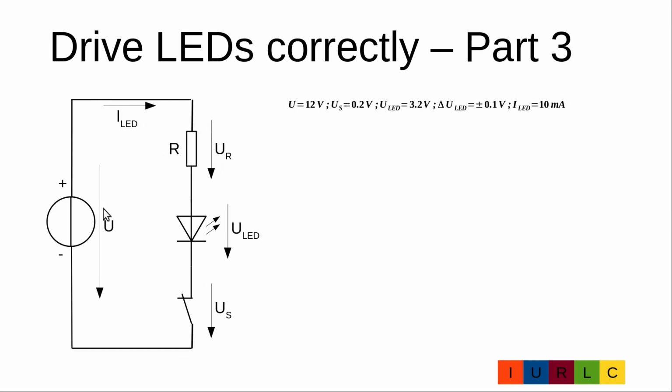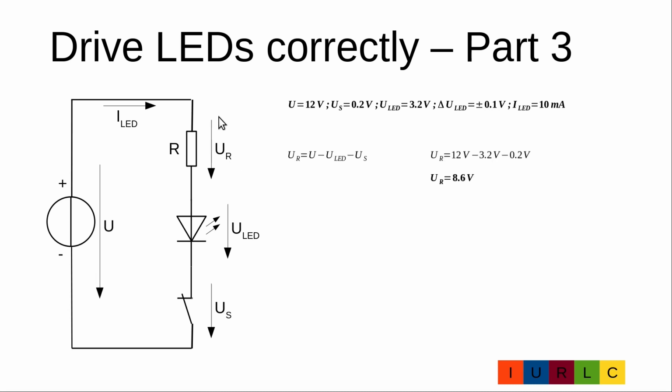We have a supply voltage U of 12 volt, a voltage drop across the switching transistor US of 0.2 volt, an LED forward voltage ULED of 3.2 volt, a tolerance of the LED forward voltage of plus minus 0.1 volt, and the desired LED current is 10 milliamp.